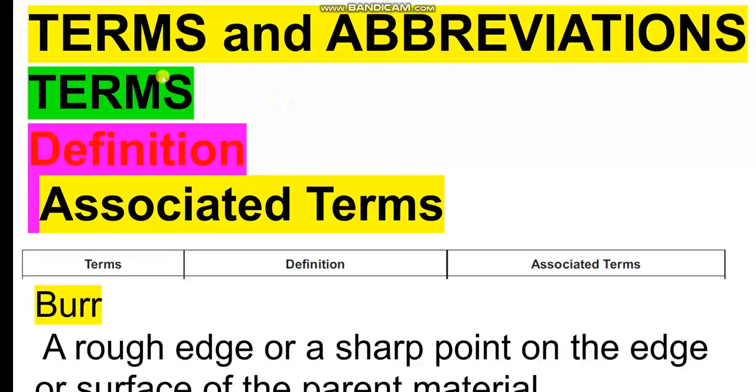The first item here is terms and abbreviations. Here you will see in your aircraft maintenance manual, chapter 70 for your aircraft and your engine, three columns in this table. The first one is terms, then the definition, and the third, associated terms. This is just an example. This is the term, and this is its definition.